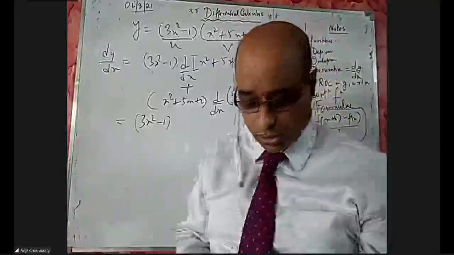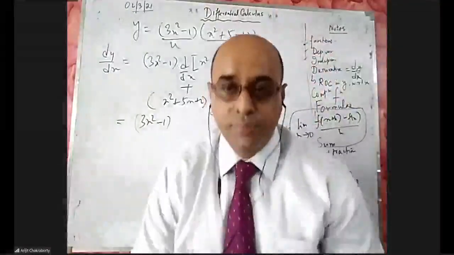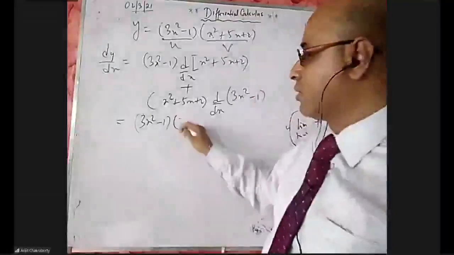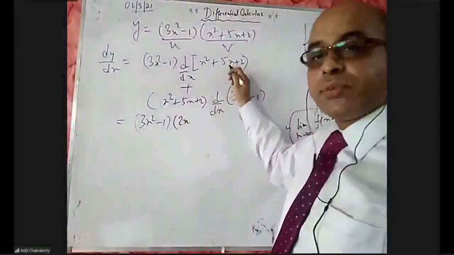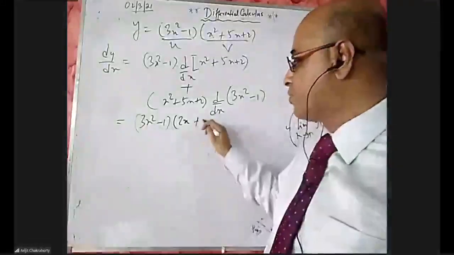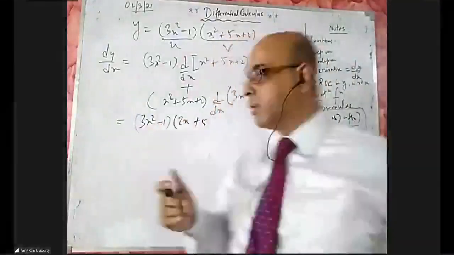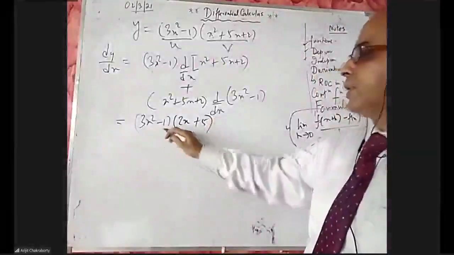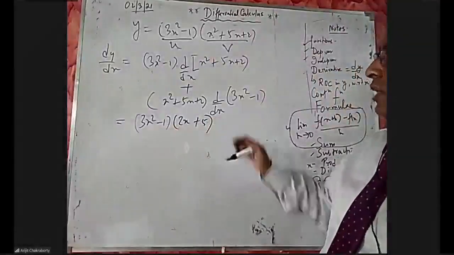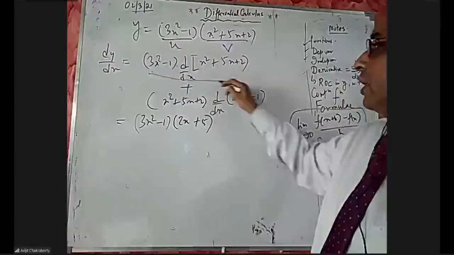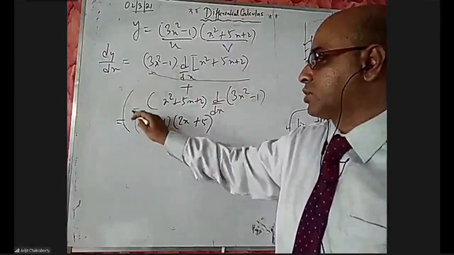Now you can do it yourself. x², differential coefficient is 2x. 5x, differential coefficient is 5. 2, differential coefficient is 0 because 2 is a constant number. So (3x² − 1) into (2x + 5). This is the first expression simplified, so this entire lot now comes to this much.